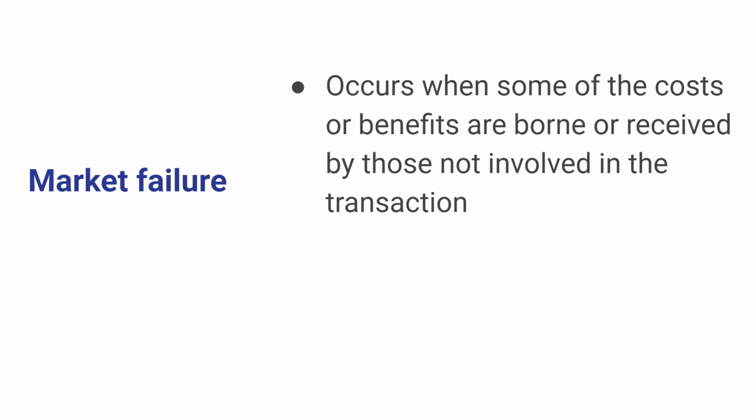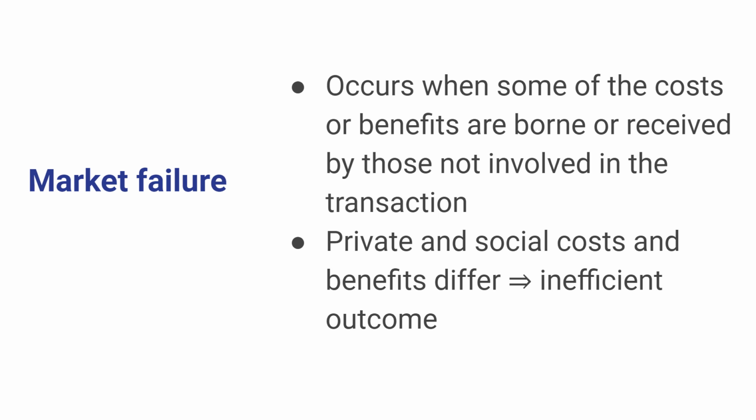One way in which we can have market failure is if some of the costs or the benefits are either borne by or received by people not directly involved in the transaction, who are not making these decisions. Because in those cases, the private and social costs and benefits differ from each other, and the decisions that are optimal for individuals will not, in general, be optimal for society as a whole, because we assume that people choose actions that are optimal for them, which are not necessarily going to be optimal for society as a whole.